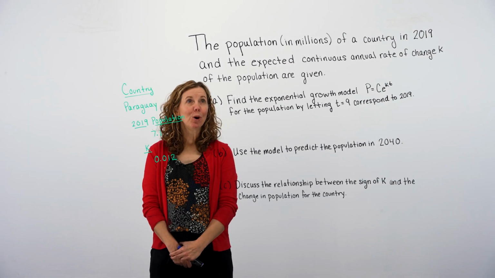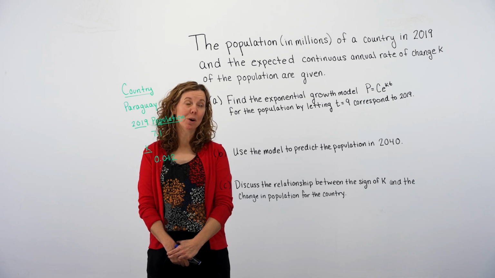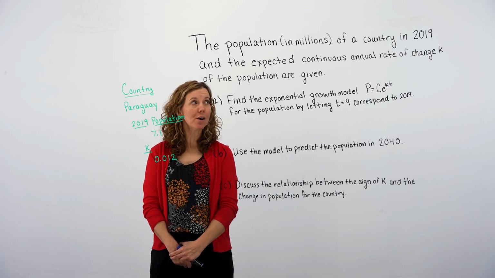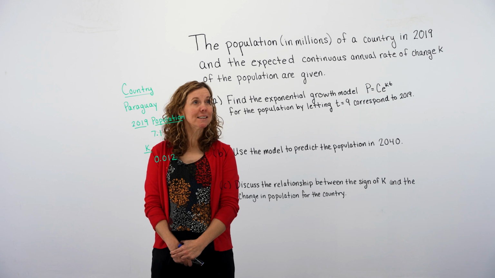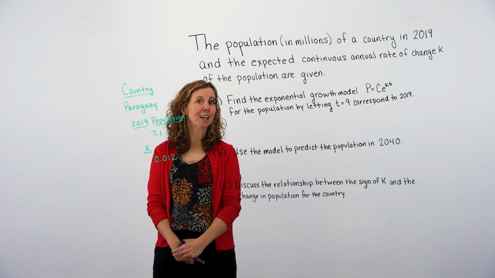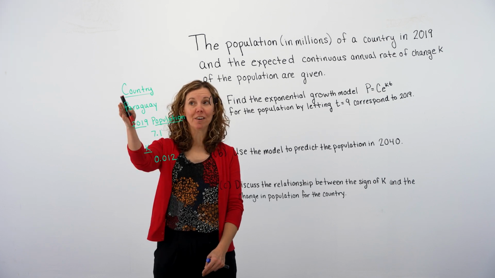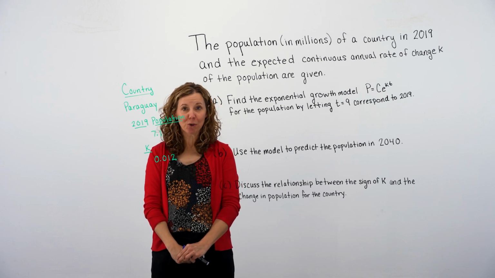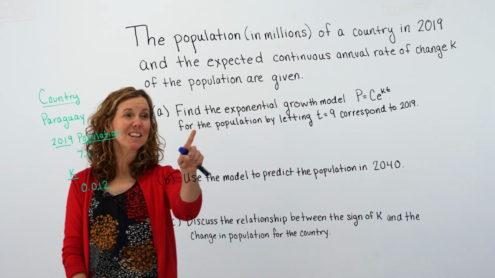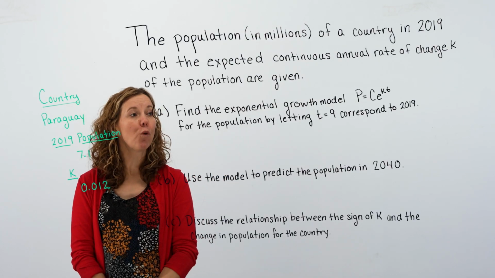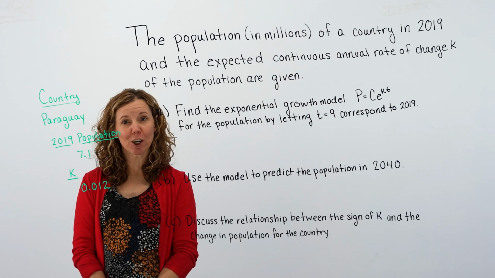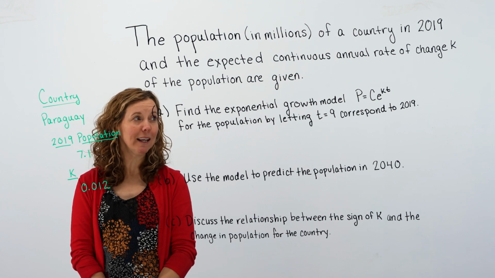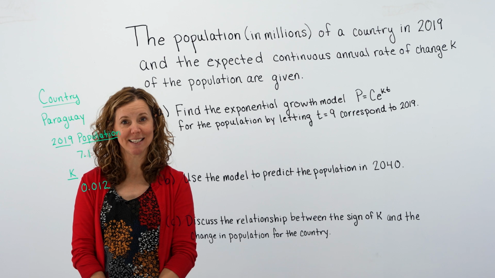In this problem, we're told that the population in millions of a country in 2019 and the expected continuous annual rate of change k of the population are given as shown over here. We are asked to do a few things with that information. First, we want to find the exponential growth model for the population, and we're given a clue to let t equal 9 correspond to the year 2019.